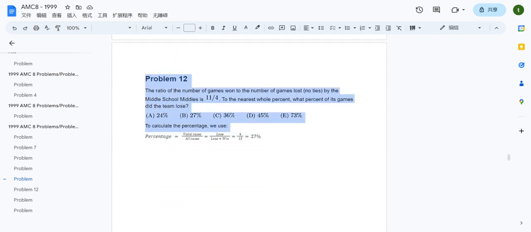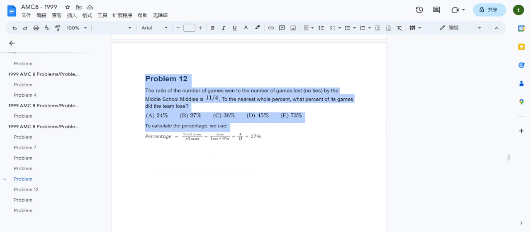Let's now look at the next problem. The ratio of the number of games won to the number of games lost, no ties, by the Middle School Middies (Middies is the name of the middle school team, by the way) is 11 to 4. To the nearest whole percent, what percent of its games did the team lose?